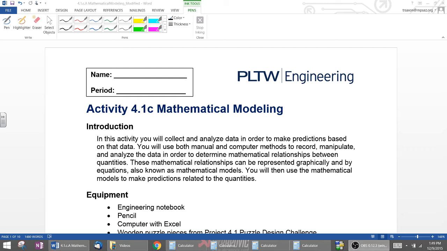Welcome to Introduction to Engineering Design. This is Module 4.1c, Mathematical Modeling. You can find this up on the Canvas website under Module 4.1. The tab would be Resources, and then Activity 4.1c, Mathematical Modeling.